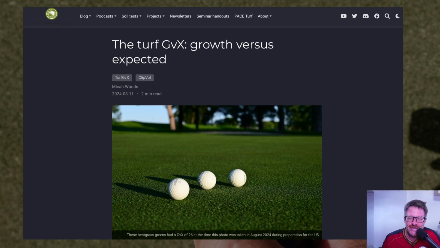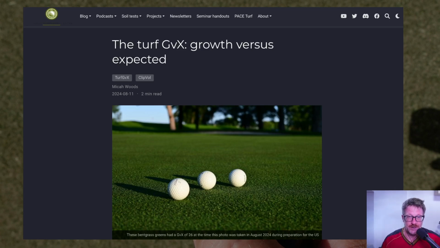This is a blog post that I wrote in August, and the title is The Turf GvX: Growth versus Expected. And the Turf GvX was previously called the growth ratio, and it was previously also referred to as the turfgrass speedometer or turf speedo. And we thought it would be better to give it a really unique and specific name that was related to exactly what it stands for and what that number represents. If it's growth ratio, it's not quite sure what that ratio is. That's not inherent in the name.